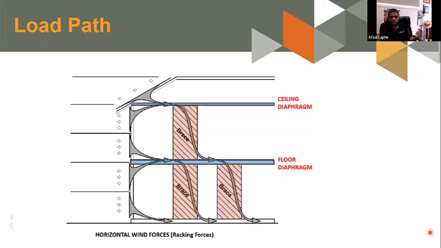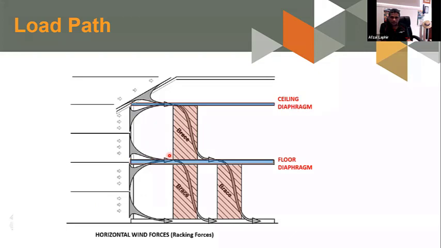The horizontal loads are induced on buildings from wind. You can see the loads coming from here, which must be transferred through the structure to the foundation. So in conventional construction, these loads are transferred to the ground by a complex interaction between the walls, the ceiling and roof structure, and the floor structure.